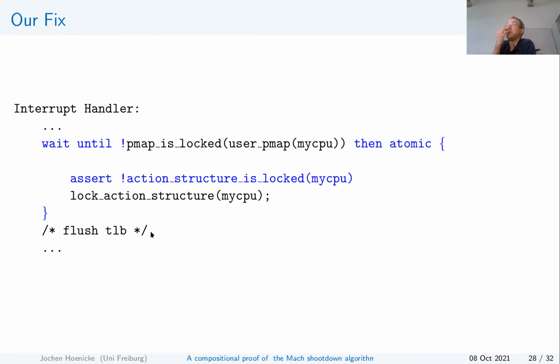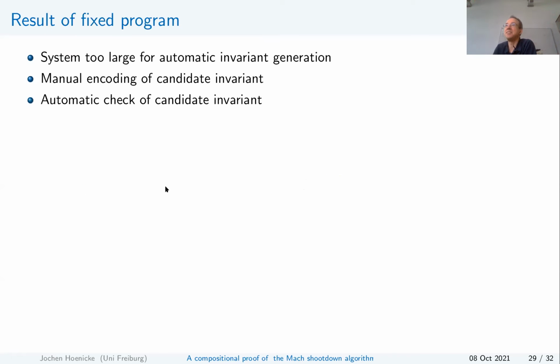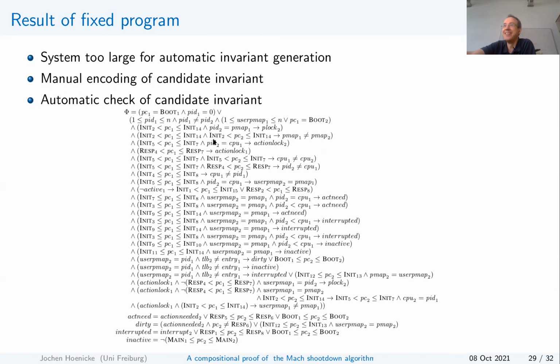So the way we fixed it is we made the statement atomic. So we removed the schedule point. We also asserted that the action structure is not locked at this time, so that the lock operation will not block here. And after this change, we basically restarted the proof. It's still too large for automatic invariant generation. We tried some manual encoding, automatically checked it, and finally we found one. And yeah, it's quite big, but maybe not too big, but it's quite tricky. So there is a reason it cannot be found automatically.